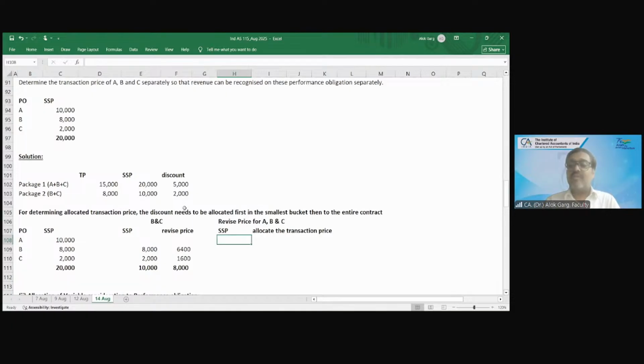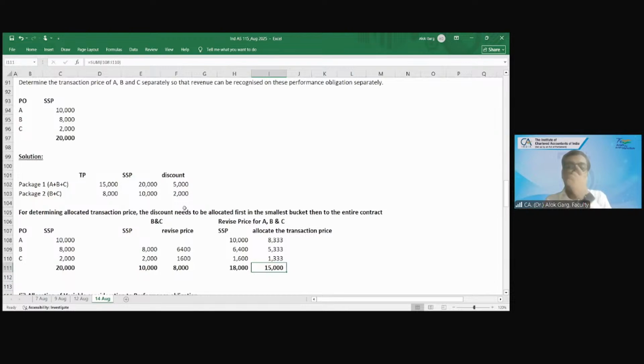What is my revised standalone selling price for the larger bucket? 10,000, 6,400, 1,600. Now, what is my total standalone selling price? 18,000. At what value am I selling this package? 15,000. So, what is my allocation? 15,000 multiplied by 10 divided by 18,000; 15,000 multiplied by 6,400 divided by 18; and 15,000 multiplied by 1,600 divided by 18.